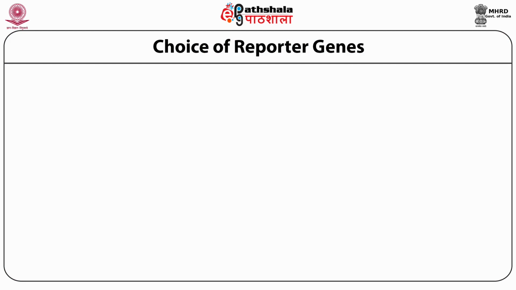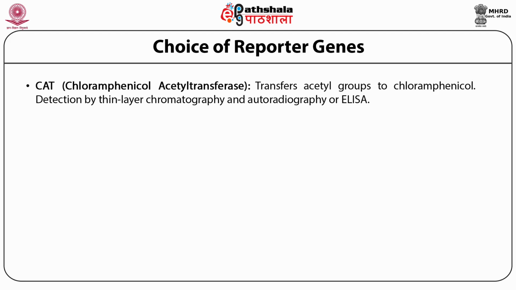Reporter assays are generally performed to measure gene expression or transcriptional activity, or to assay the activity of transcription factors, or promoter activity, or confirmation of transgenics, because they can be visualized very easily. There's a wide choice of reporter genes available. Among them, one of the most common ones, which was extensively used earlier, is CAT, chloramphenicol acetyltransferase.